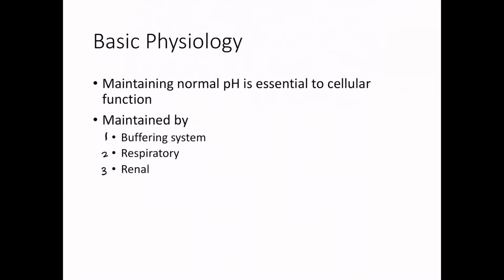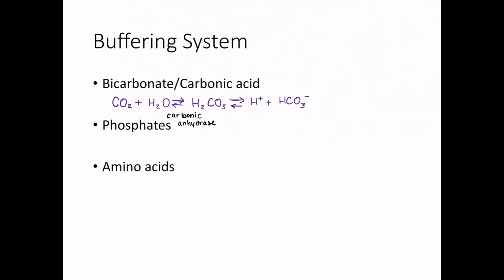So the buffering system is the first of these because it is the quickest onset. Respiratory is next, and then renal is last. So let's start out with talking about the buffering system. The buffering system has three major components. One, bicarbonate and carbonic acid. This is one we're probably going to talk about and you might want to think about the most.